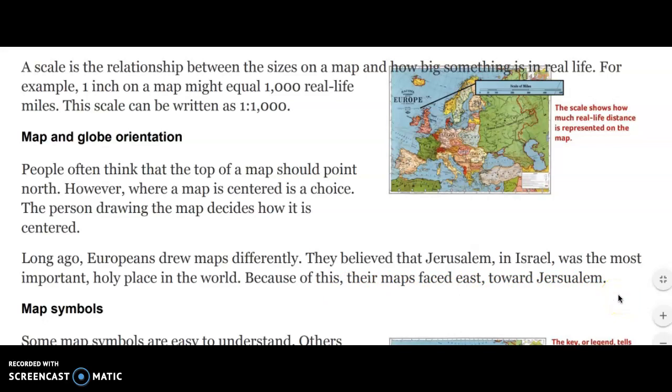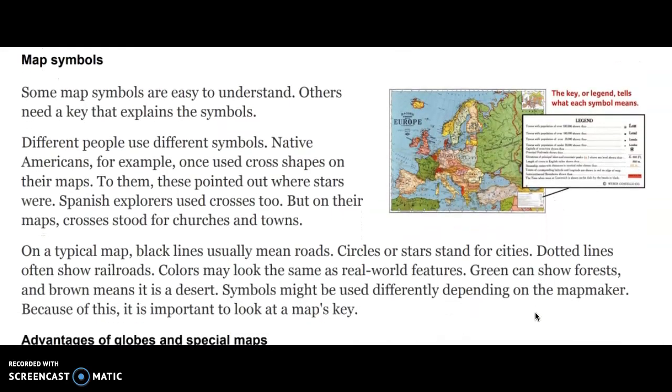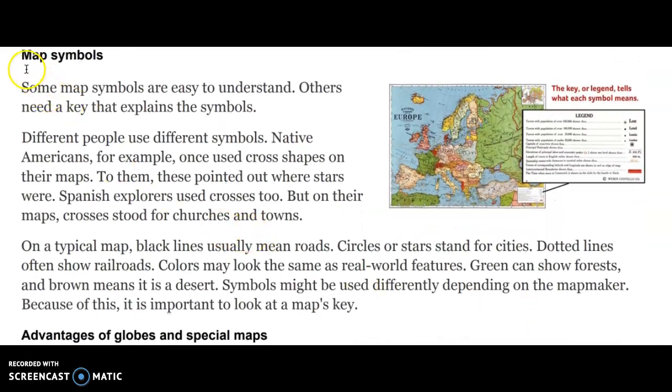So where the center point of a map is, it depends on the map maker's point of view. It's their choice. The person who draws the map decides what's going to be at the center or the focus of that map. Usually when we look at maps, it's going to be from our point of view. So we're usually going to see North America or the United States as the center or the focus of the map. The next section of this article, the heading's title is Map Symbols.